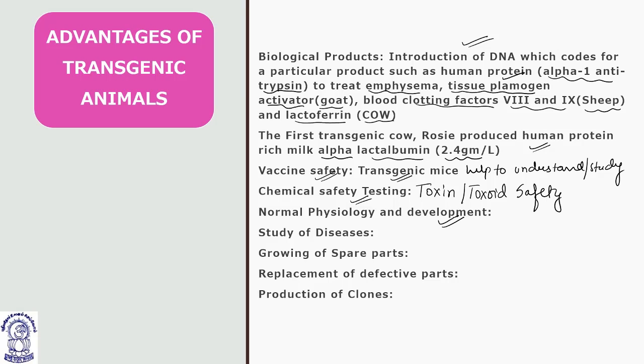Normal physiological development. The transgenic animals help to understand normal physiological development, like the study of complex factors involved in growth, and the study of insulin-like growth factors. They help to study different diseases, like chronic diseases such as Alzheimer's, hemophilia, etc. They help in the production of spare parts, like spare parts of the heart and pancreas.